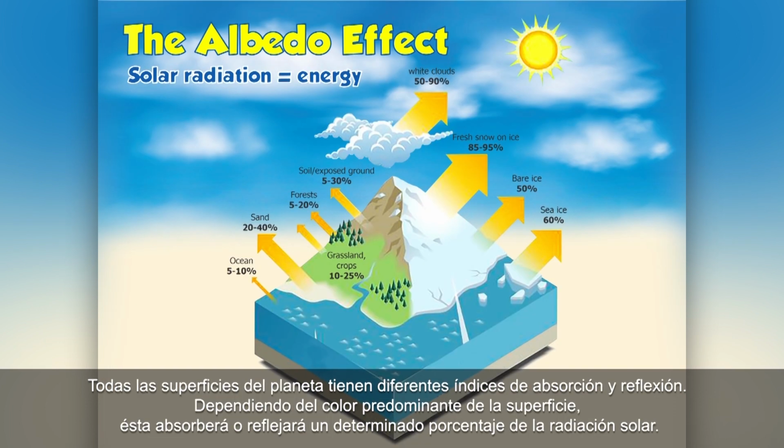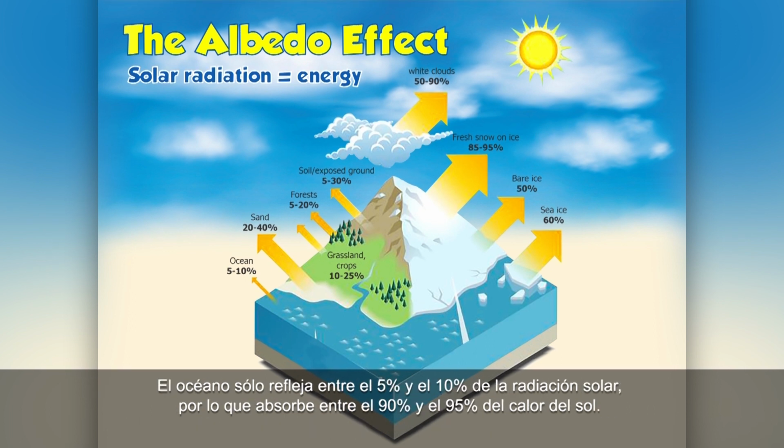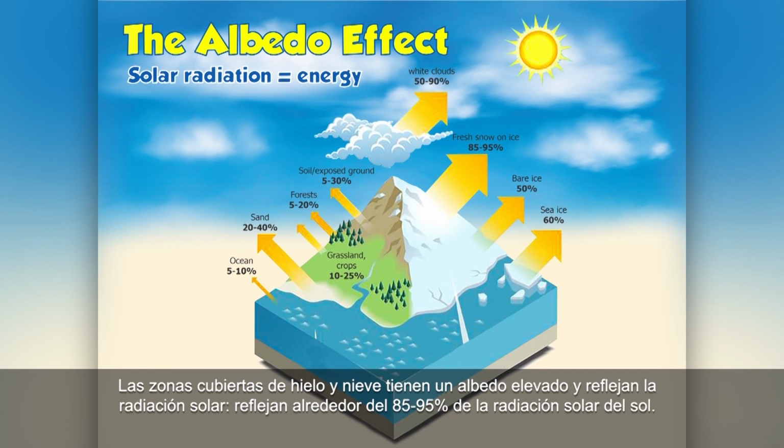All of the surfaces of the planet have different rates of absorption and reflection. Depending on the predominant color of the surface, it will absorb or reflect a certain percentage of solar radiation. The ocean only reflects 5 to 10% of the solar radiation, so it absorbs 90 to 95% of the sun's heat. Now, snow and ice-covered areas have higher albedo and reflect solar radiation which otherwise would be absorbed. They reflect around 85 to 95% of the sun's solar radiation.